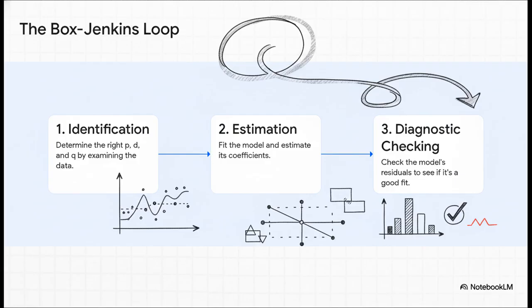First, you identify a possible model by just looking at your data. Second, you estimate the model's parameters. And third, you do some diagnostic checks. You basically look at the model's errors, or what analysts call residuals, to see if it's any good. If it's not working, no problem. You just loop right back to step one and try a different combination.